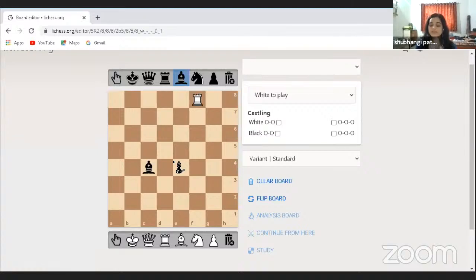Whenever a piece captures another piece, we denote it as cross. So it will be bishop cross c4, because the rook was in the position of c4 where my bishop is now. So bishop cross c4: alphabet and number.